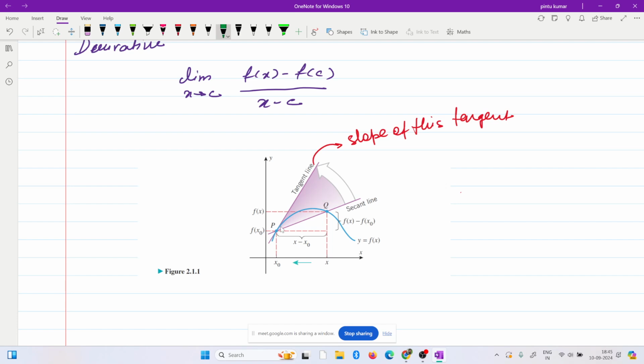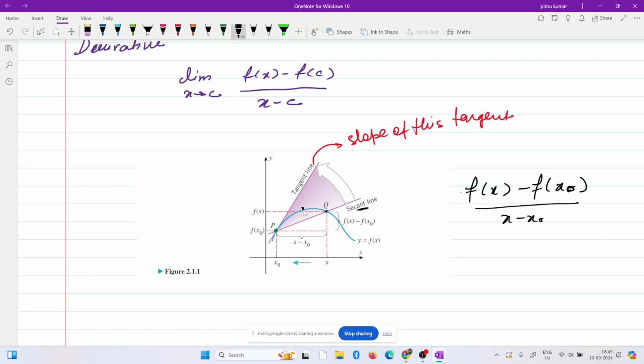Now, let's say this is your line. You only know one point that lies on that particular line. But in order to calculate the slope, you should know at least 2 points, right? Then only you can calculate the slope of this line. How do we go about this is, let's say this is some point Q, this is P, and let's say this point is x. Then what is the slope of this second line? The slope is f of x minus f of x naught divided by x minus x naught, right? This is how you can obtain the slope of this line.